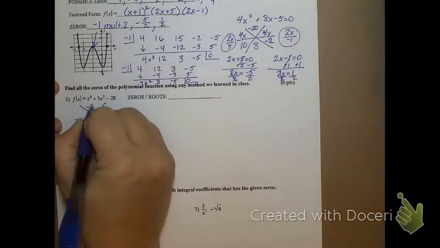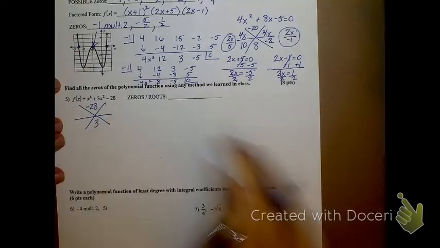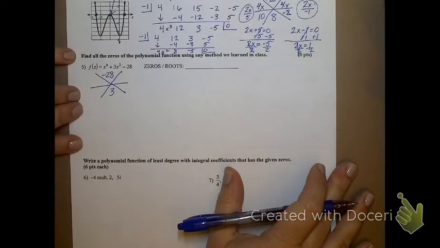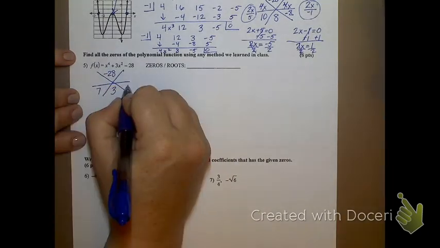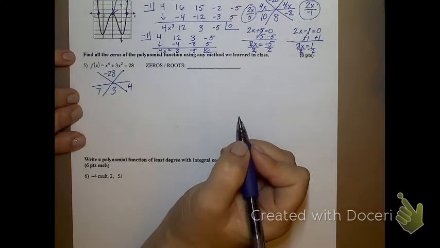I have negative 28, and I have 3. What are two numbers that multiply to get negative 28 and add to get 3? 7 and 4. Which one has to be negative? The 4, so that way they multiply still to get negative 28, and that's the only way they can add to get positive 3. What do I put on top, though? If it was x to the 4th, what do I put? X to the 2nd. You cut it in half. Give half of them to this side, half of them to the other side.